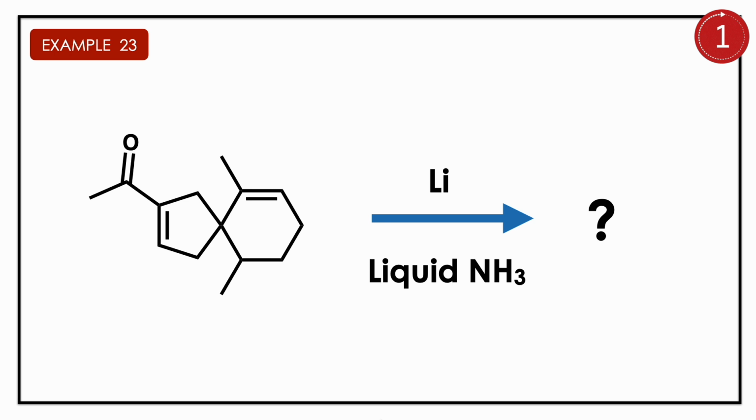Then example 23. Here you have a spiro compound, a 5-member and a 6-member ring. The 6-member ring contains an alkene and 2 methyl groups. The 5-member ring contains an alkene. On the side chain you have a ketone. Basically it's an alpha, beta unsaturated compound. You are using lithium and liquid ammonia. You should find what will be the final product.